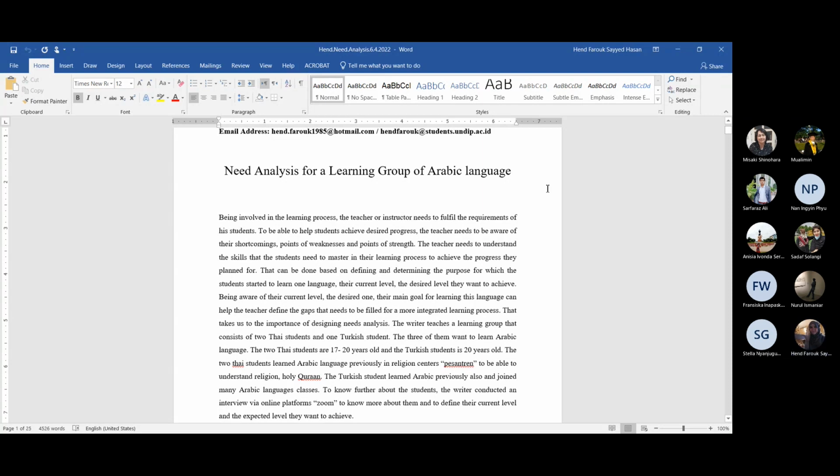Okay, so I started my needs analysis by introducing the group of learners that I designed the whole thing based on. I wrote an introduction that the teacher and instructor needs to fulfill the requirements for students. The writer, me, teaches a learning group that consists of two Thai students from Thailand and one Turkish student. The three of them want to learn the Arabic language. The two Thai students are 17 to 20 years old, and the Turkish student is 20 years old.